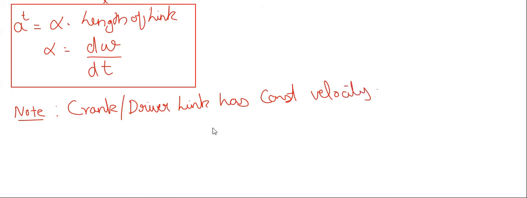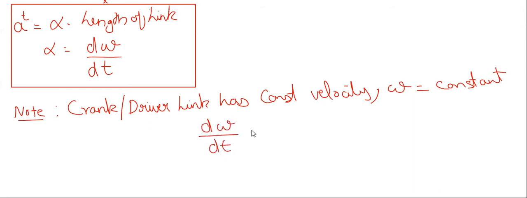Constant velocity means constant omega also, or constant RPM, constant relative velocity, whatever. So constant velocity means omega is equal to constant. That means d omega divided by dt will be equal to 0. That implies alpha equal to 0. That implies AT is equal to, okay, let's write it there itself.